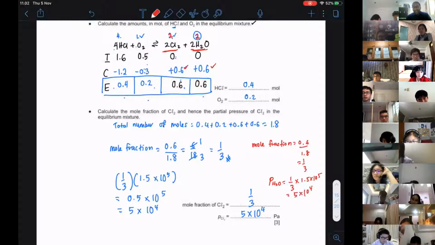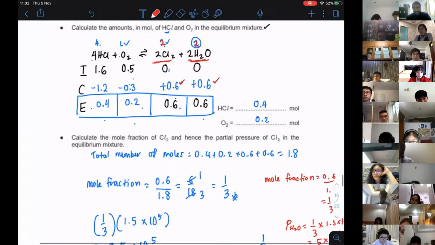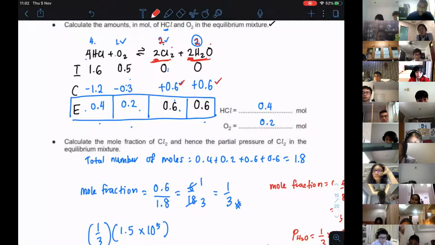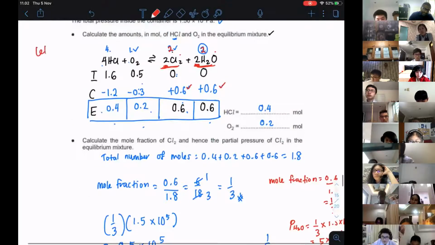What does it tell you over here? Your partial pressure of Cl2 and H2O are the same, given they have the same number of moles here. I hope you understand this part. Later, I will revisit again. So let's revisit later.